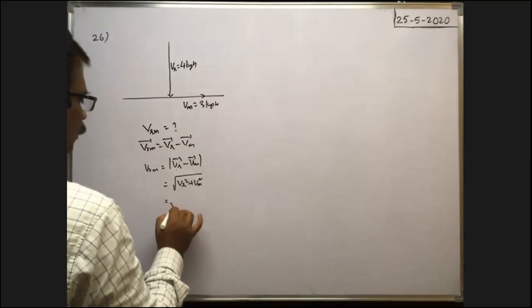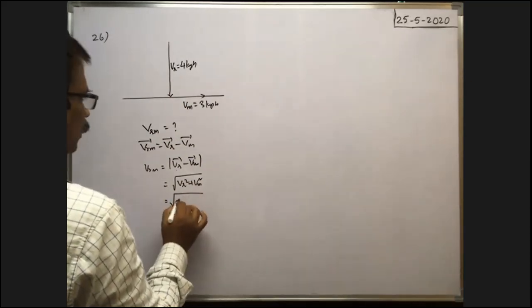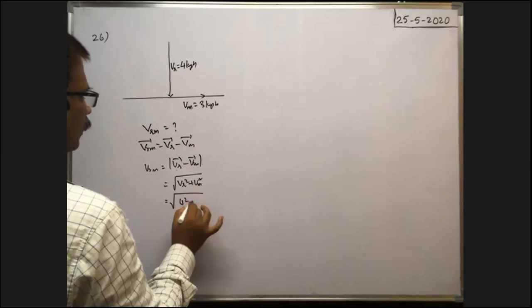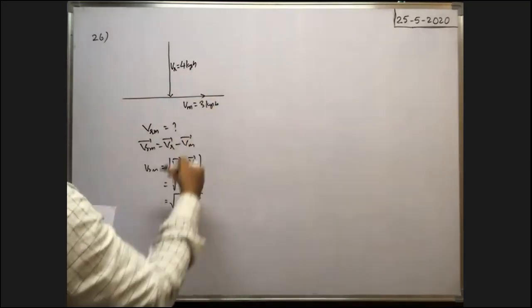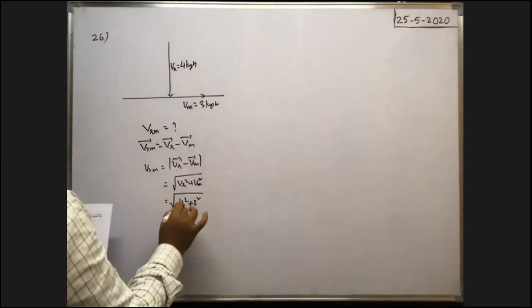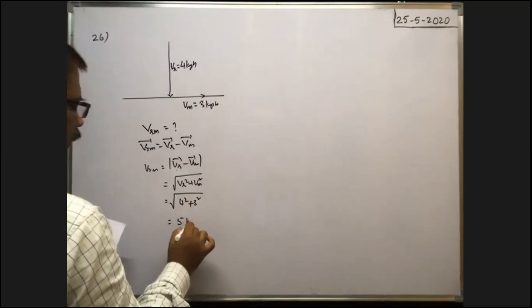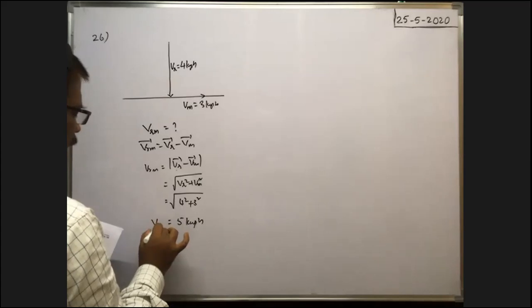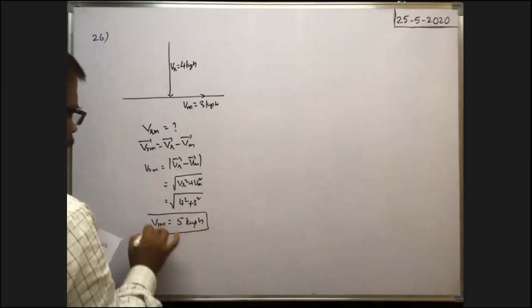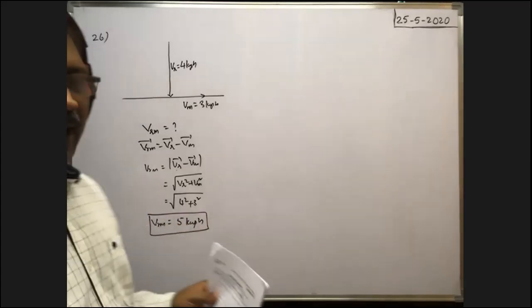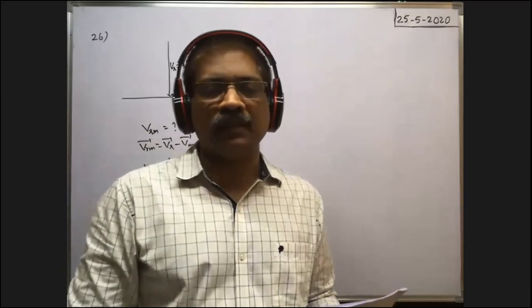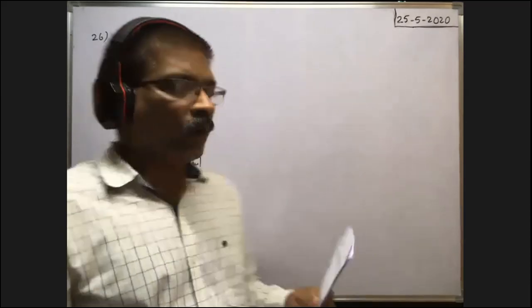Therefore, this is equal to square root of 4 square plus 3 square. Both are in kilometer per hour only, so directly we can substitute. Root of 16 plus 9 is root 25, which means 5. So 5 kilometer per hour. This is the relative velocity of rain with respect to man. I think you got confused as they asked the apparent velocity. Okay, what is the direction?